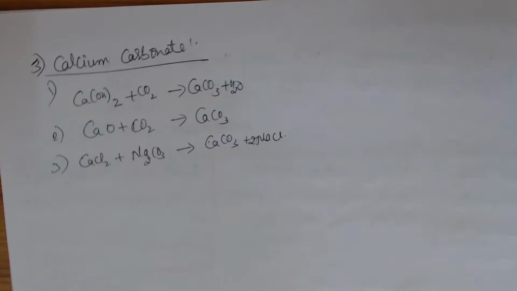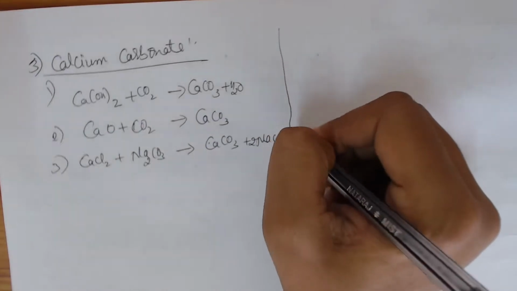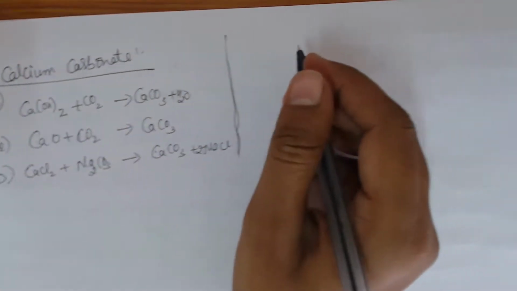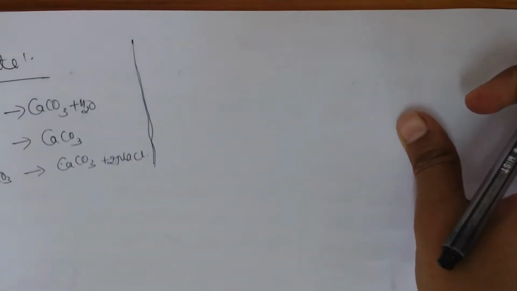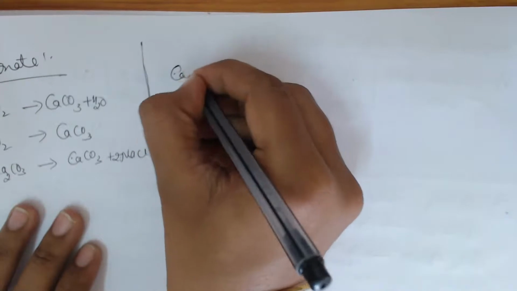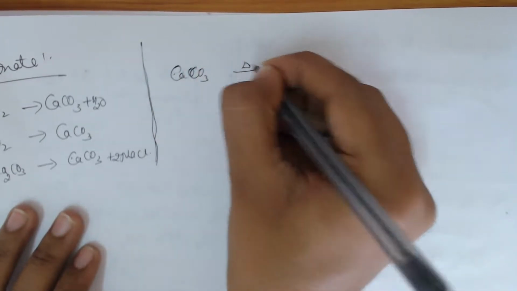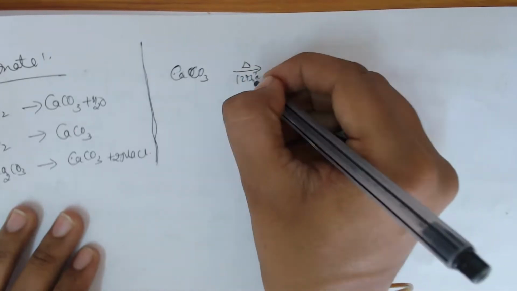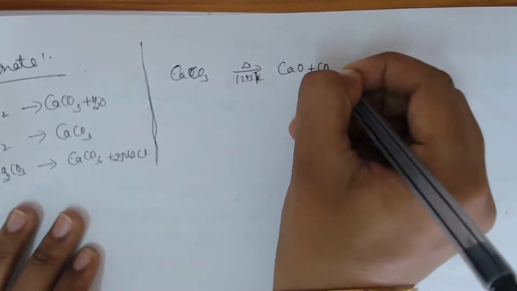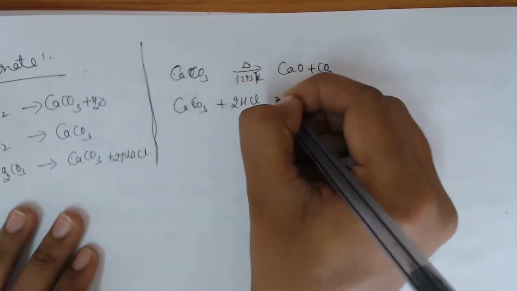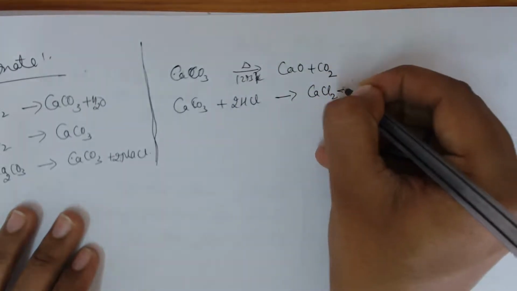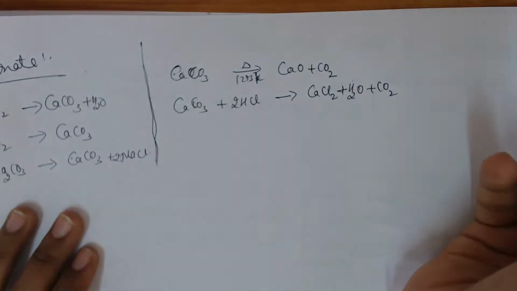So these are the methods of preparation of calcium carbonate. Calcium carbonate is a white, fluffy, amorphous powder which is insoluble in water. Coming to chemical properties, CaCO3 is thermally stable up to 1273 Kelvin, and then it decomposes to CaO and CO2. If CaCO3 is treated with acids, it forms CaCl2 plus H2O plus CO2.